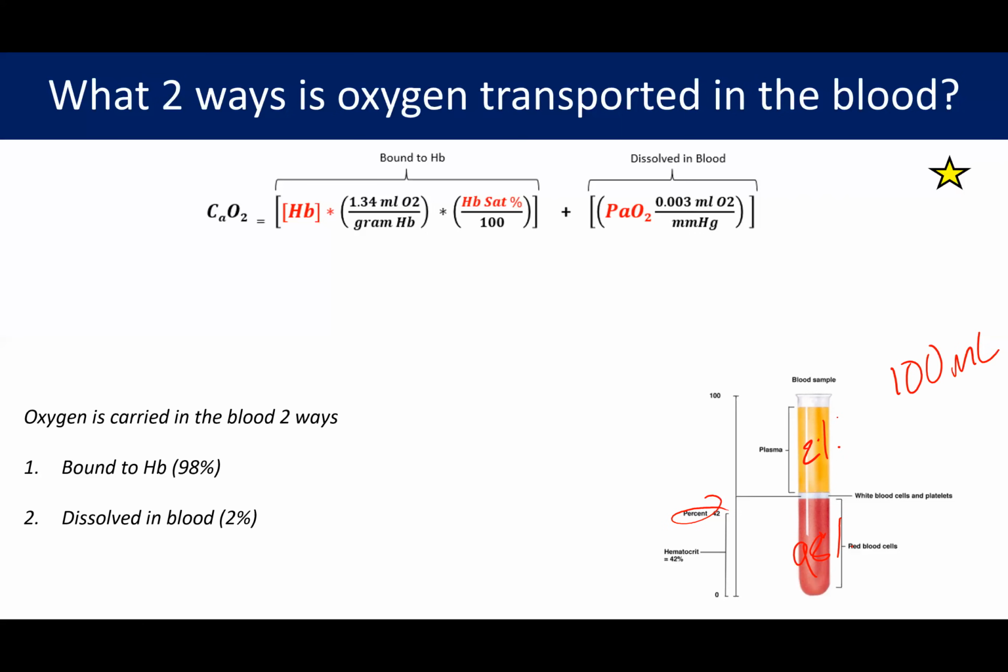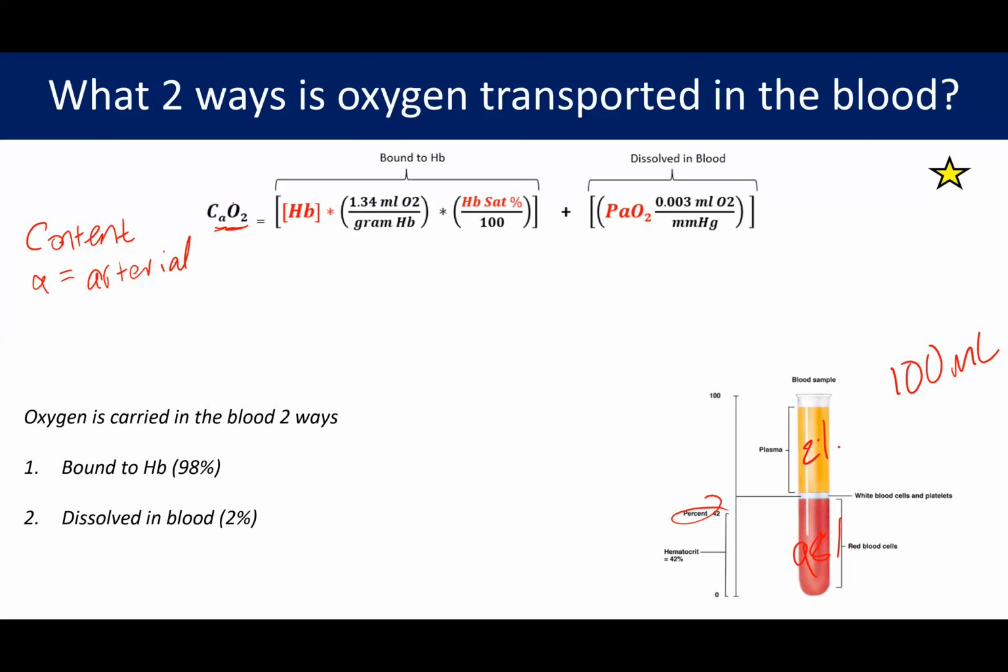Now we can calculate how much oxygen is being carried by the blood with this formula on the top here. This formula stands for the content. So the C is content. And then the little a, anytime you see a little a or lowercase a, is arterial. So this is how we look at how much oxygen, O2, is contained in arterial blood.